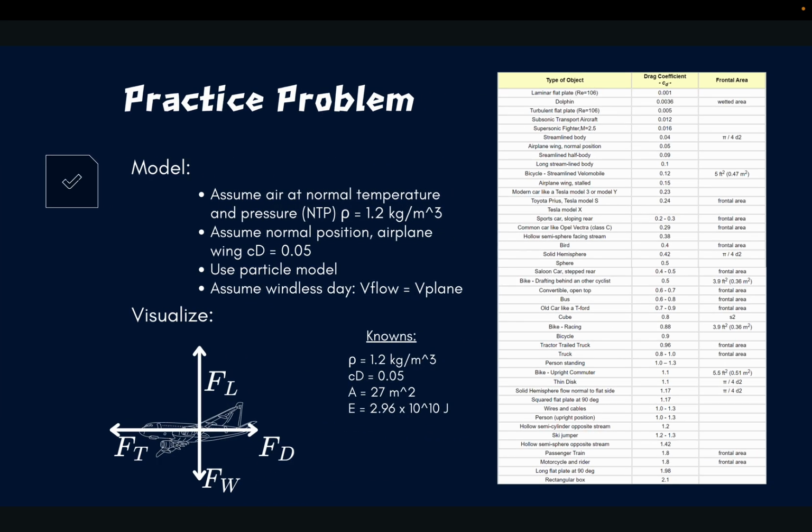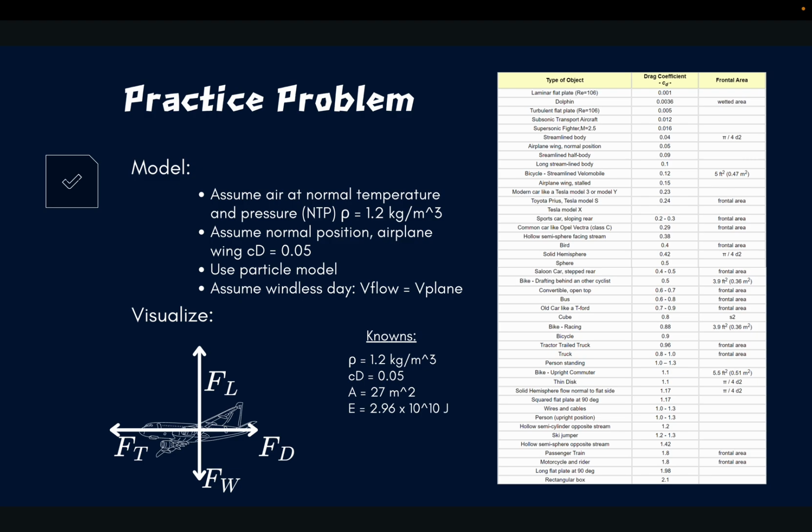We're going to start off by making a few assumptions. First, we're going to assume the air is at normal temperature and pressure, meaning that the density is 1.2 kilograms per meters cubed. Next, we're going to assume that the wing shapes are normal, meaning that the coefficient of drag is going to be 0.05. We're going to use the particle model, and we're also going to assume a windless day, meaning that the velocity flow of air is going to equal the velocity of the plane.